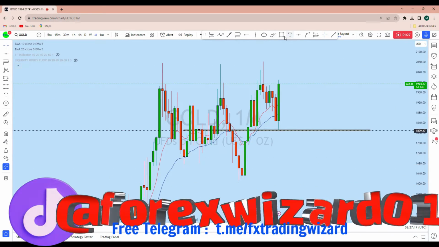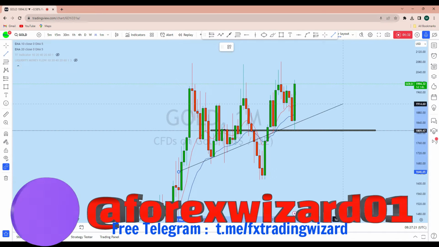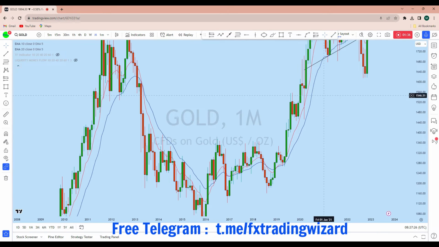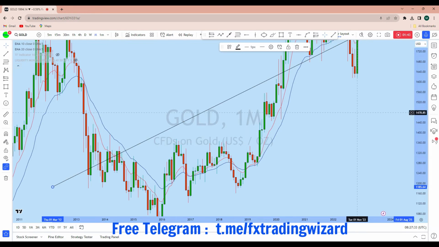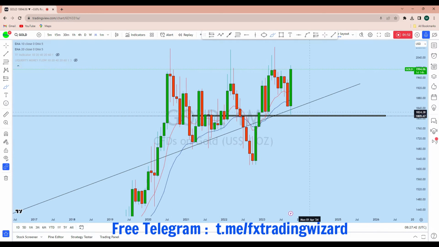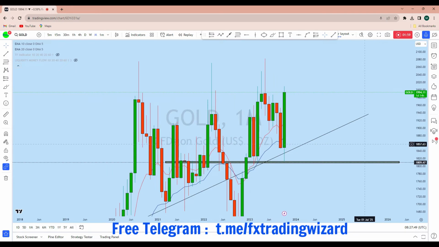Now if we look at the historical perspective on gold, we see that the market was respecting this support level for an extended period of time. Even if we extend this level for the longer term, we see that gold was respecting it. If we look at this support here, there was a bounce, and every time the price fell back to this support, it had a strong bounce to the upside. And we saw that this monthly candle has bounced from the same level of support.